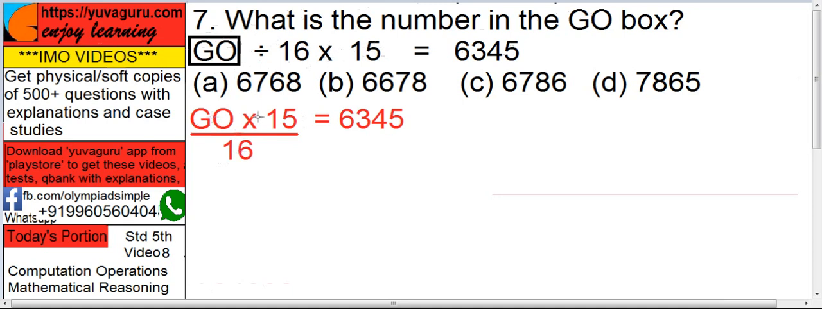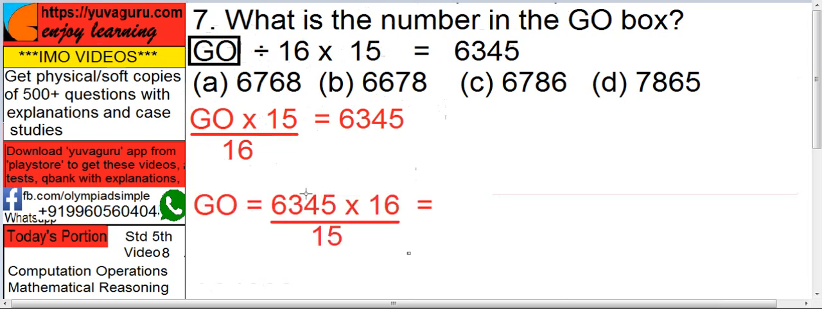So go multiplied by 15 upon 16 equals 6345, it's given. Now we have to find out go. So how do we find out go now? Take all the things other than this word to the other side of equals to. When you take it to the other side of equals to, whatever is above, the numerator, goes below, and whatever is below goes above. Means divide becomes multiply, multiply becomes divide. So it becomes go equals 6345 into 16 upon 15.